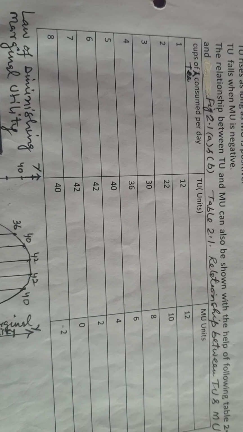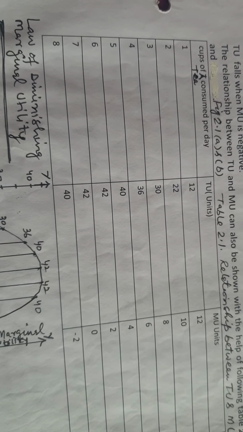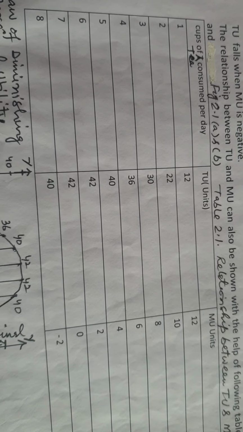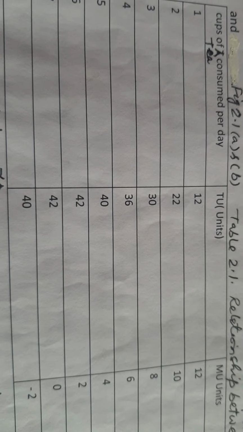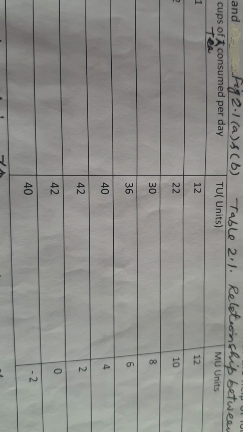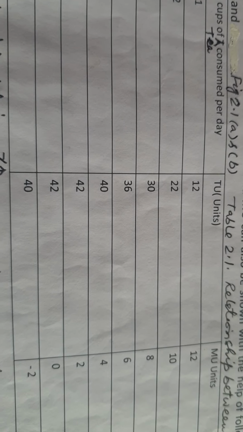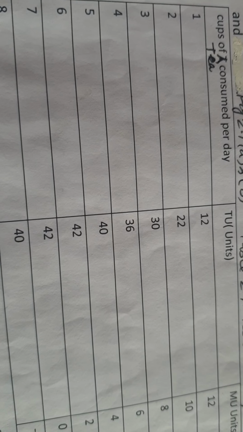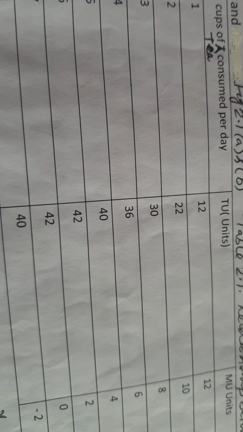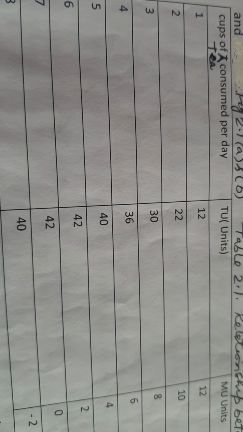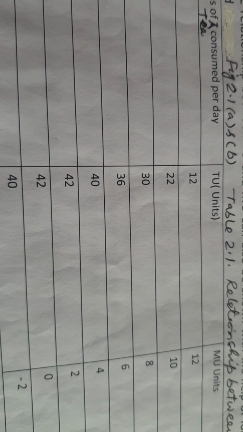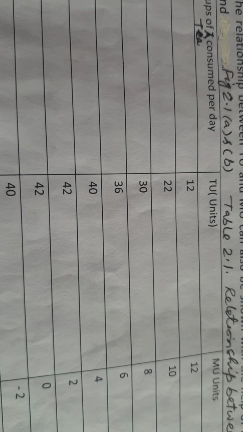Now in this schedule we see that if a person consumes 1 cup of tea, let his total utility be 12 units. Now this is the first cup, so marginal utility is also 12 units. Now if he consumes 2 cups, on the consumption of the second cup his total utility is 22 utils and marginal utility is 10 utils.